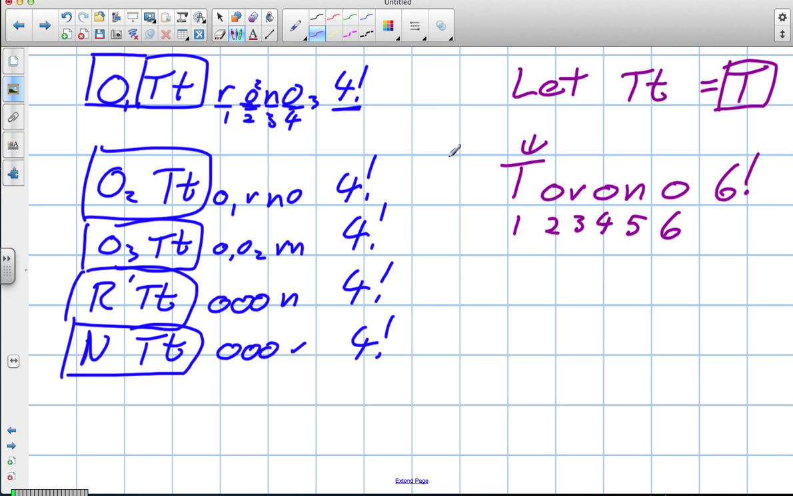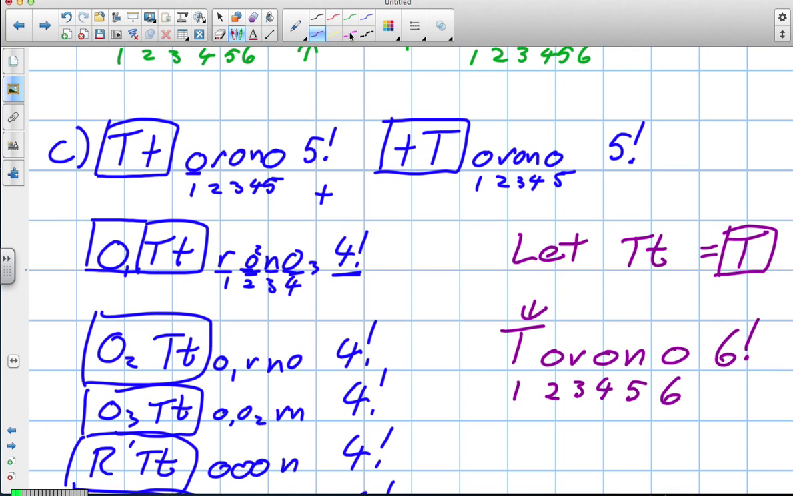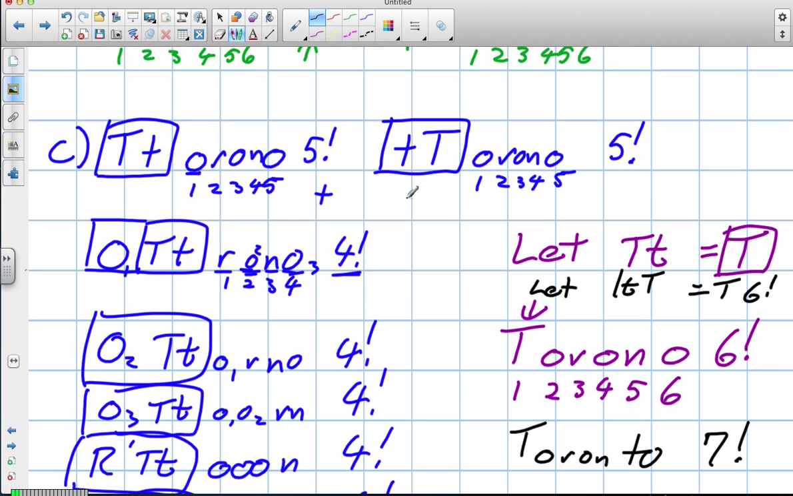Even though in Toronto there's technically 7 letters, right? If they were to just ask us for T-O-R-O-N-T-O with no restrictions, that would be permutation 7. But we decided to put the 2 letters together, so we just represent it as 1 letter. So it's permutation 6, okay? Let alone that we could also have lowercase t, uppercase T equal big T, and then that would be permutation 6 again. Does that idea make sense?